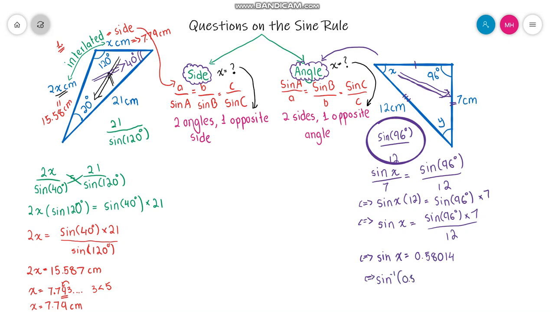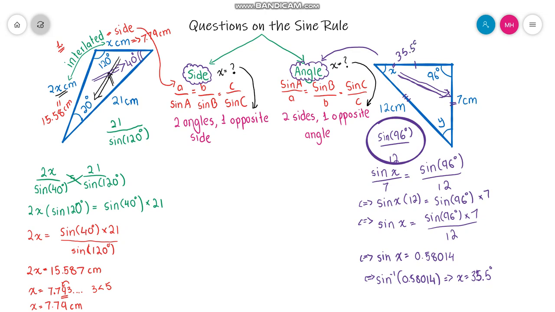So we're going to use inverse of sine of 0.58014, and when you do so, you will get a greater number. The answer will be 35.5 degrees. So this x is equal to 35.5 degrees.